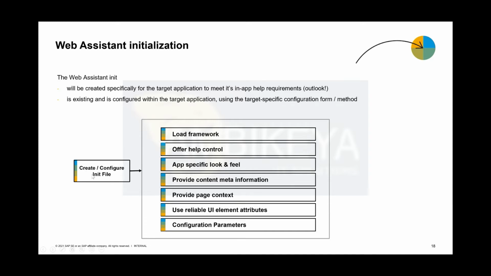The framework is initialized based on the initialization information in that particular init file, and then the help control is offered to the end user. It's initialized and it's visible. It's physically appearing, a question mark button that you can click. Yeah, the app-specific look and feel is applied based on the configuration, color scheme, behavior. Then the target application provides the content, the meta information and the page context. Based on that, the mixer starts working. For sure, a prerequisite is that the UI elements are reliable in case we have UI element specific helps.